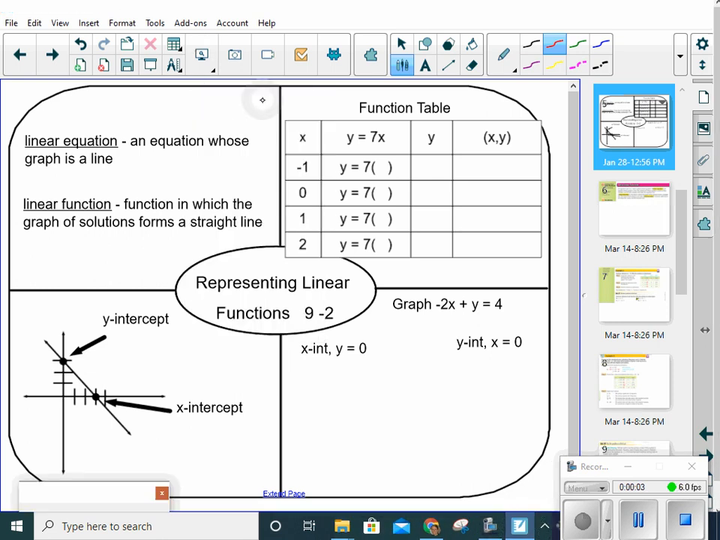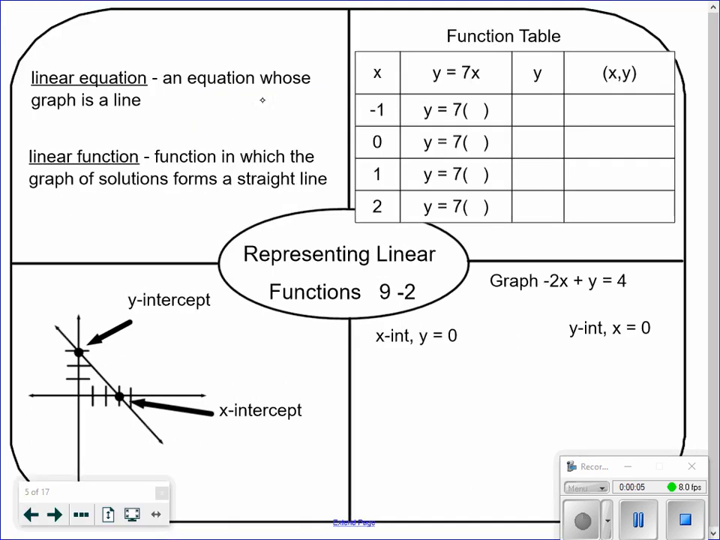Alright guys, today we are working on representing linear functions. This is chapter 9, lesson 2. So starting on the top section of your notes, we're only going to do this top section today.